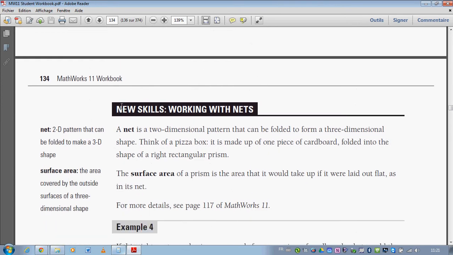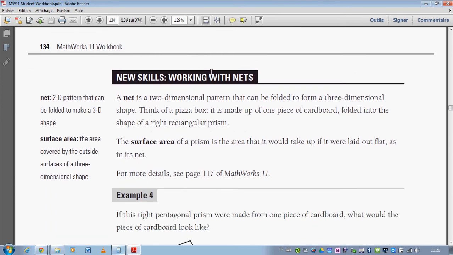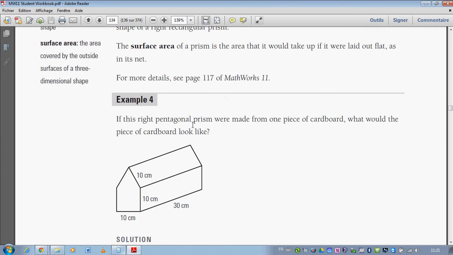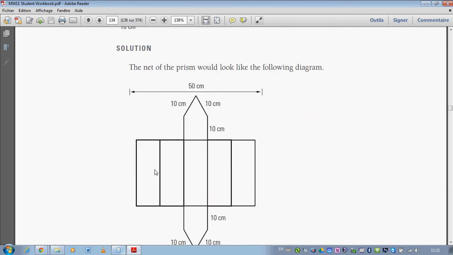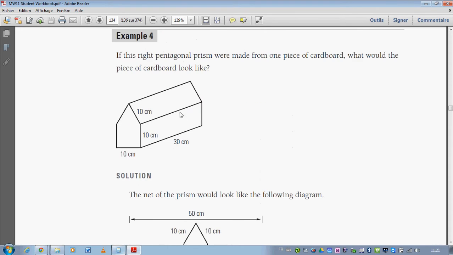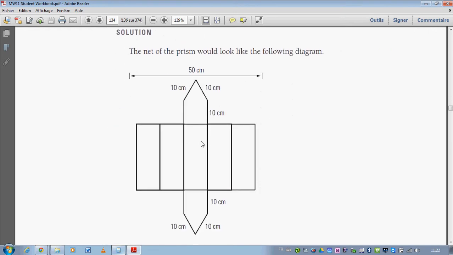And we're going to go right on to page 134, which deals with working with nets. Nets are really just 3D shapes that you would take and unfold. So you would take those shapes and unfold them into something like this. If this is your 3D shape up here, and you were to unfold it, for example, maybe this space right here would be your starting point, and then you unfold everything around that. So here's what you would end up getting.